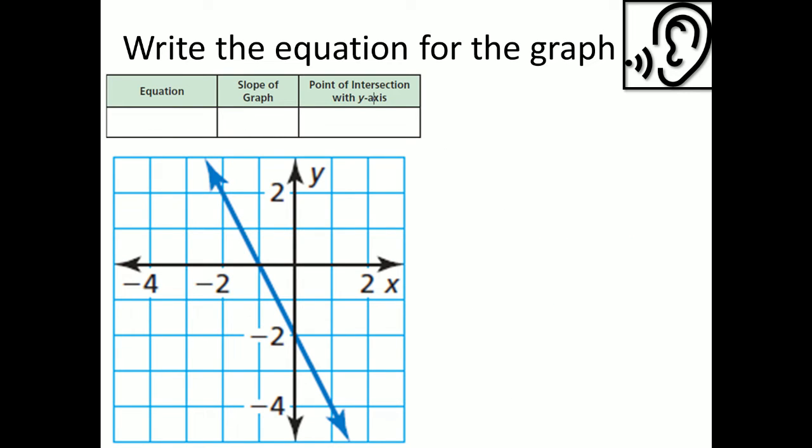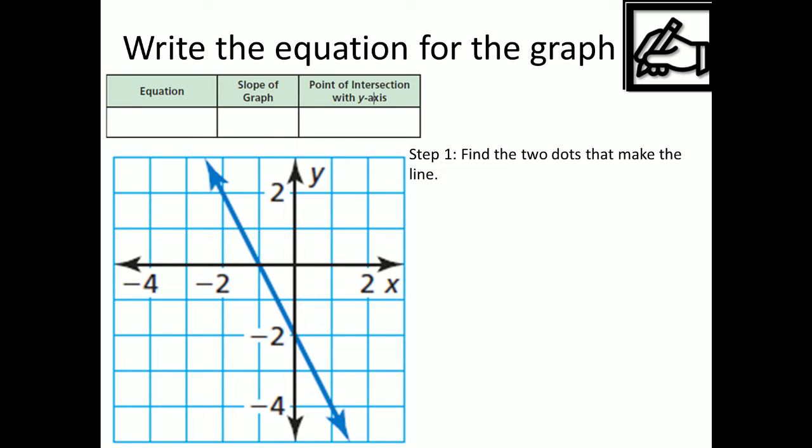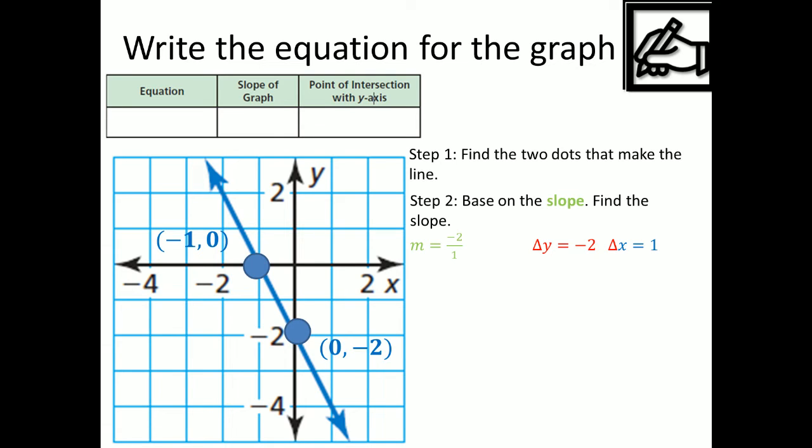Let's do number 3. Here's my graph. What do I do first? I will find the two dots that make up the line. The first one's there at the first intersection. The second one there is at the second intersection. Find the first point, that is negative 1, comma, 0, because it is negative 1 in the x direction, 0 in the y direction. Okay. The next one is 0, comma, negative 2, because it is 0 in the x direction and negative 2 in the y direction.